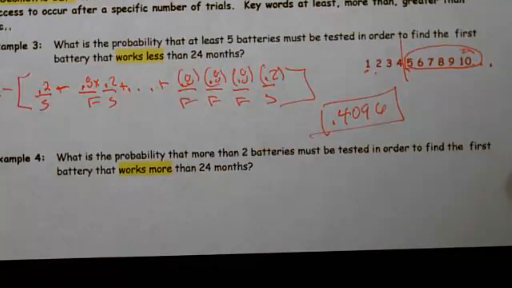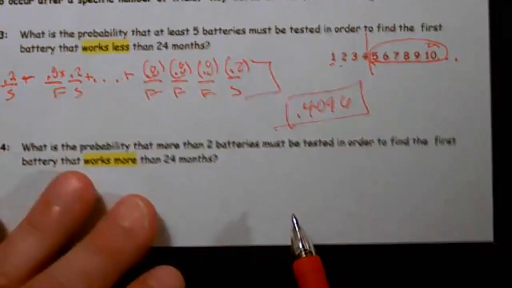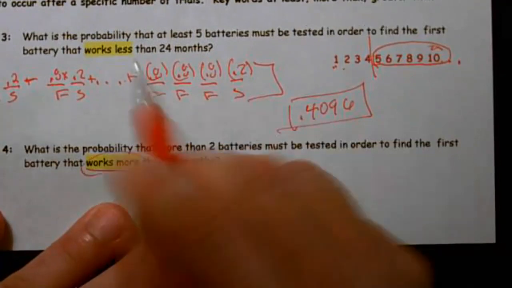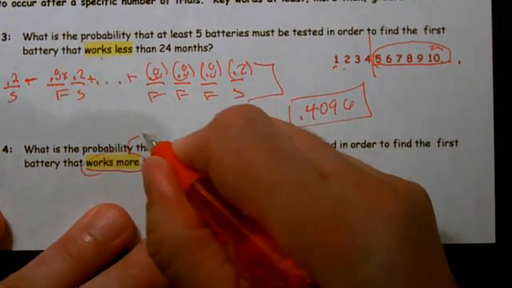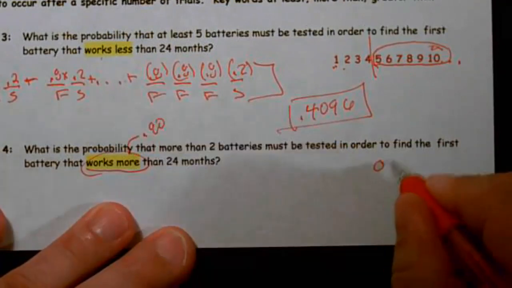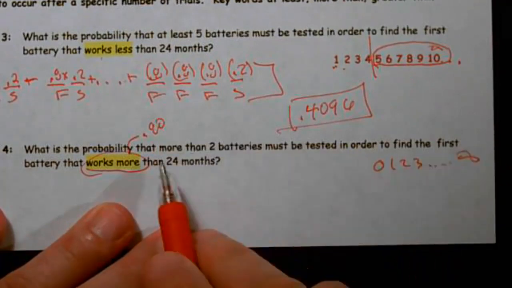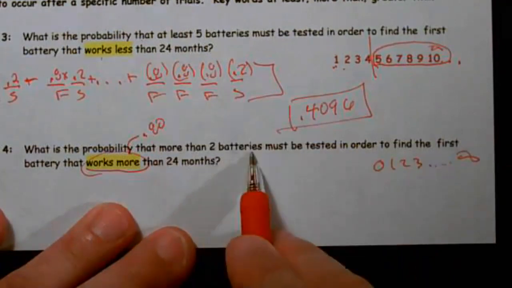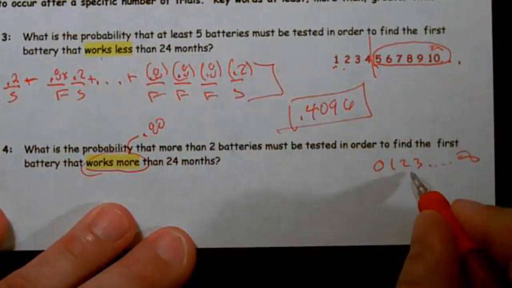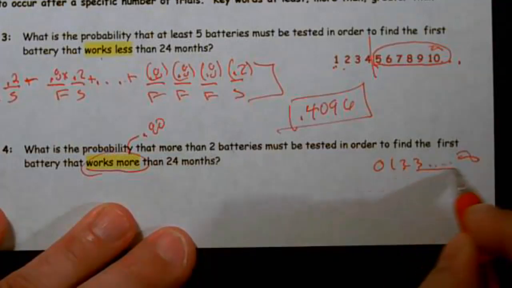All right, last question. What's the probability that more than 2 batteries must be tested in order to find the first battery that works more than 24 months? We had been working with less, but now we're working with more. So this was 0.80. So we changed that. And 0, 1, 2, 3, dot, dot, dot, all the way to infinity. So more than 2. 2 is not more than 3, but 3 is.